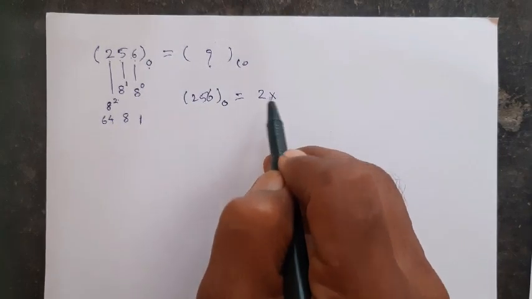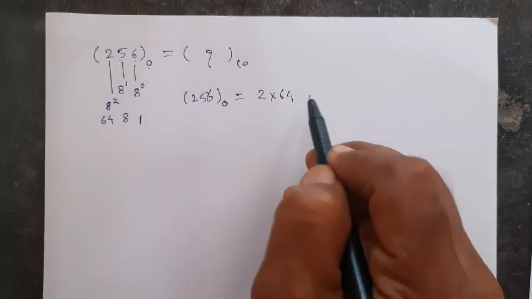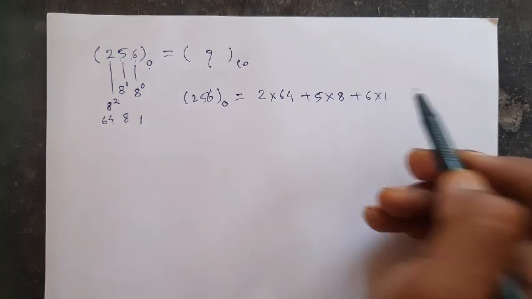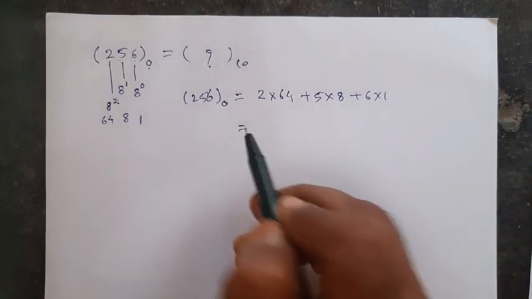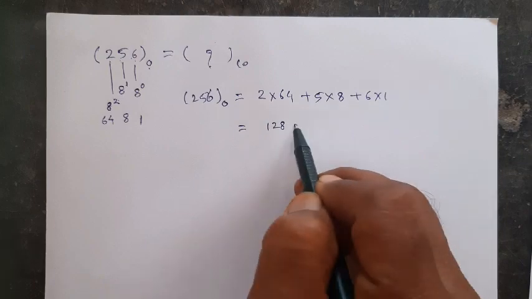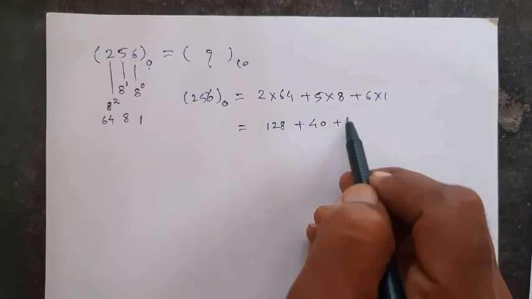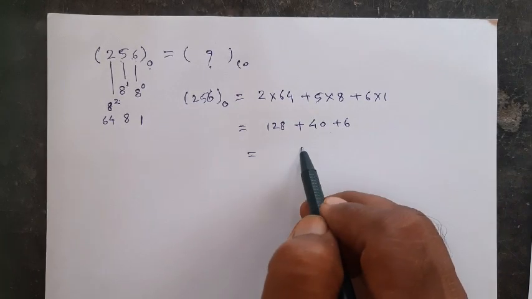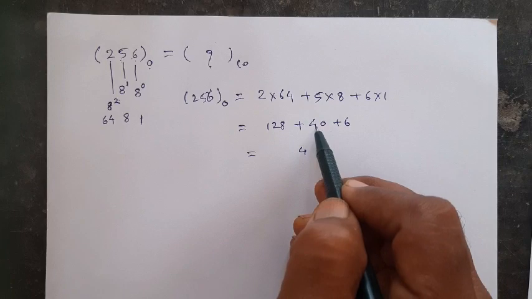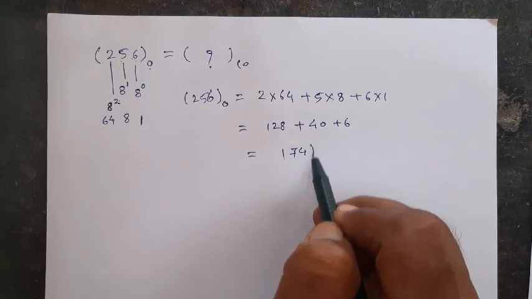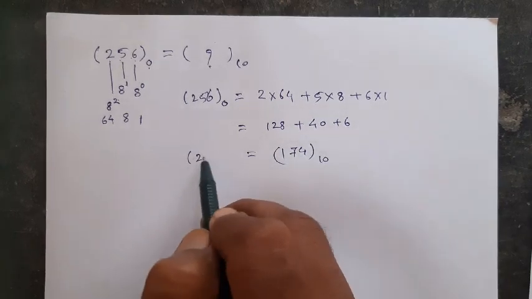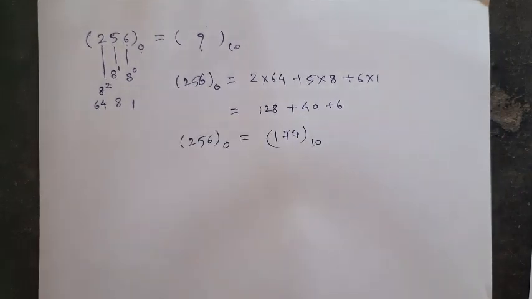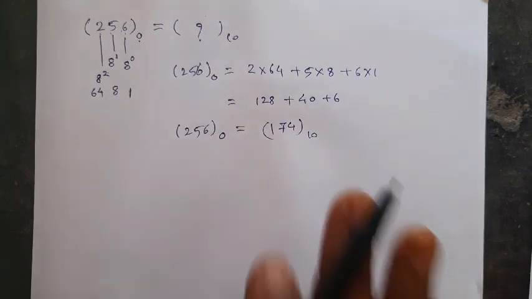How can I write? Therefore it is 2 into 8 raised to 2 means it is 64, plus 5 into 8 raised to 1 means it is 8, plus 6 into 8 raised to 0, that is equal to 1, and therefore this number will be it is 128 plus 40 plus 6, and that is equal to 174 in decimal number system. You can write it is 256 in octal is equivalent to 174 in decimal number system. Correct? Therefore it is very simple.